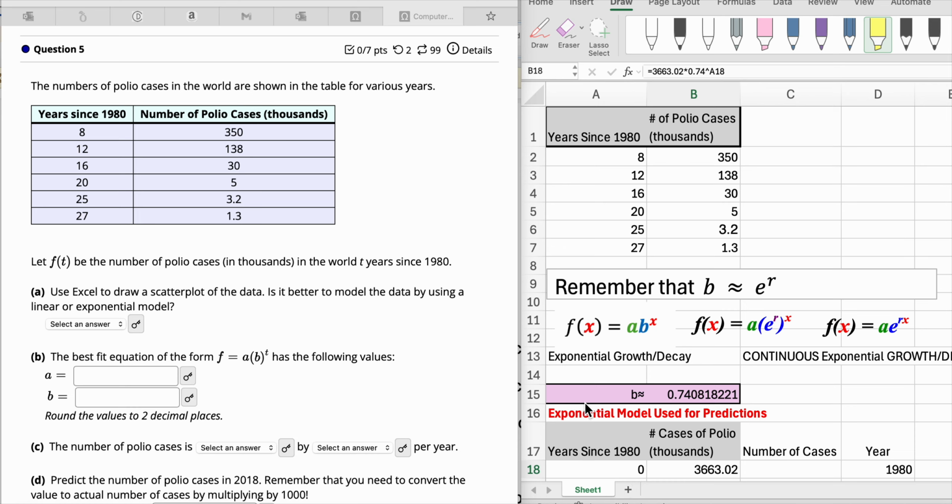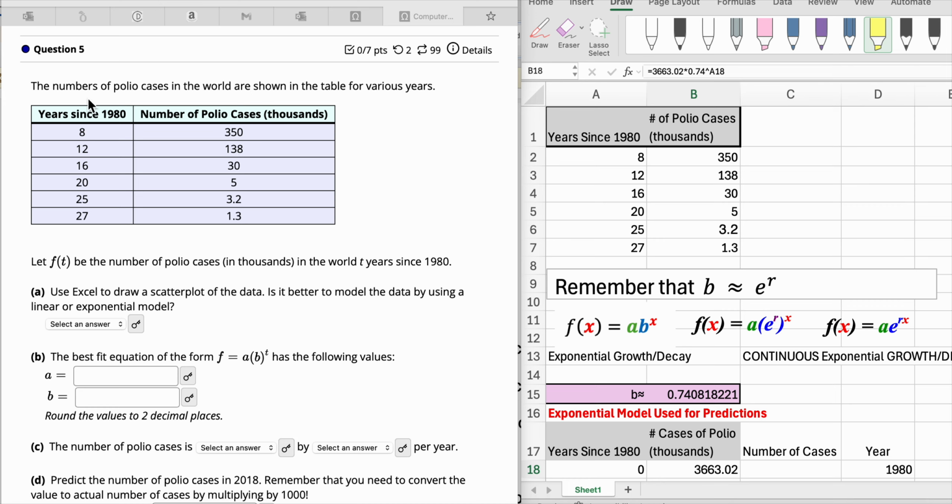Hi everyone, this is Math 110 and section 3.6, exponential trend lines. And I'm going to do one of the homework problems in Lumen as a video solution. So this happens to be question number 5 in my Lumen instance.